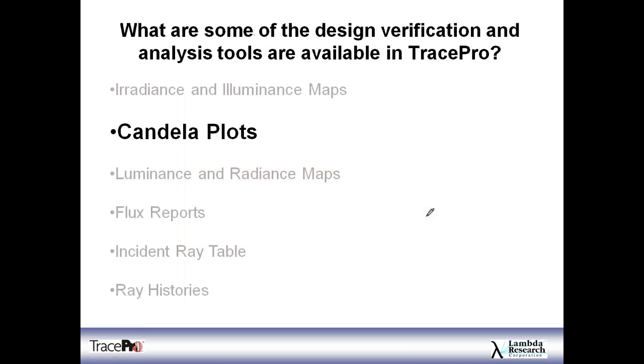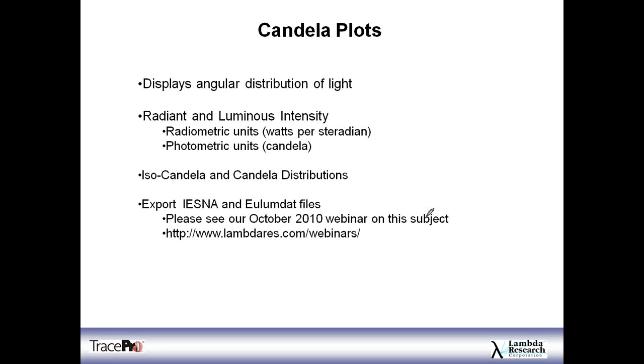Okay. Now we're going to take a look at the Candela plots, another one of the more common analysis tools in TracePro. A Candela plot will display the angular distribution of light. So really it'll give you a measure of radiant and luminous intensity. For radiometric units, it's watts per steradian. And for the photometric units, it's going to be Candela. And again, those are changeable under the Ray Trace Options menu in TracePro, where you can set your analysis units to either radiometric or photometric.